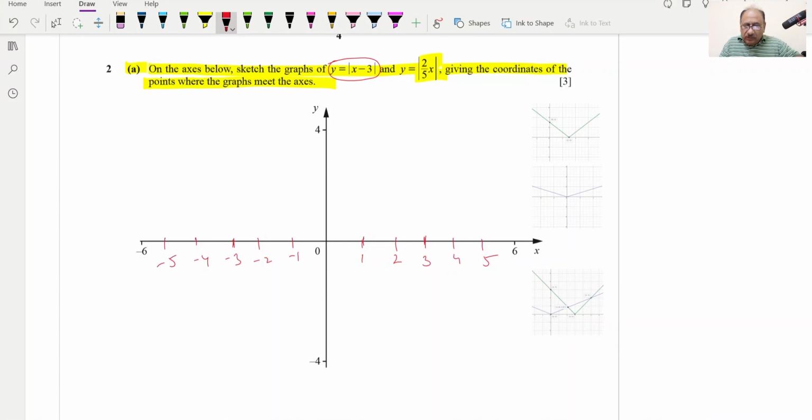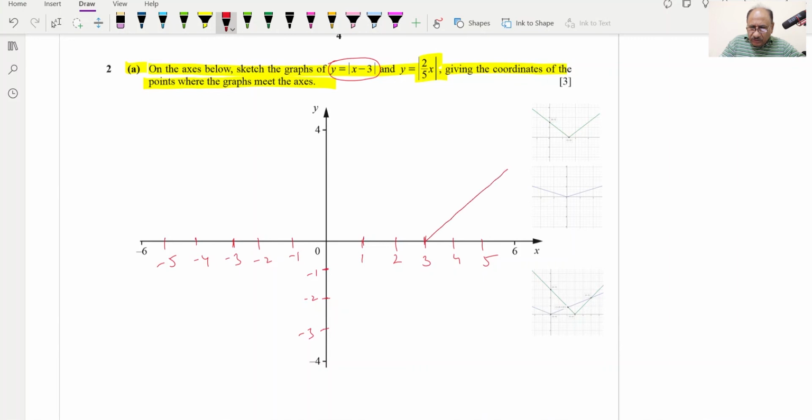Now the curve is y is equal to x minus 3. If it is without mod, then y is equal to 0 will be x is equal to minus 3. So 0 and minus 3 we can take over here, like this is 1, minus 1, minus 2, minus 3, and minus 4.